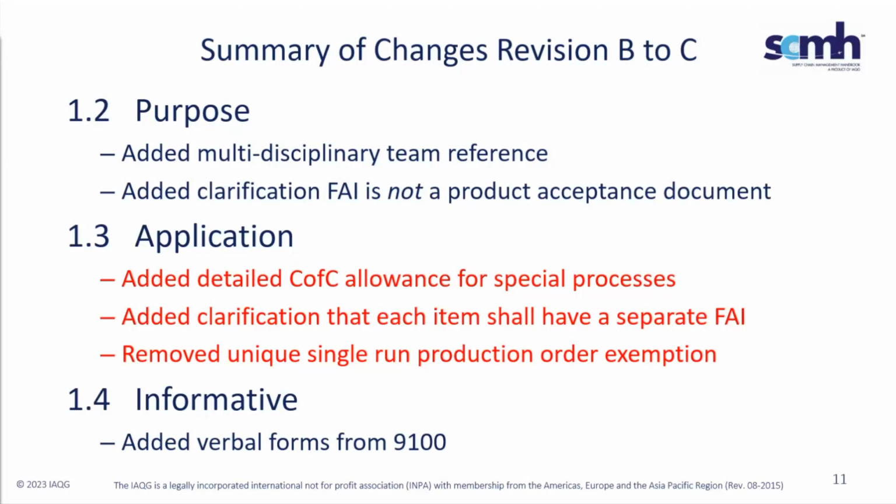We added clarification that each item shall have a separate first article. There were instances where suppliers were accounting for characteristics in the assembly and all of the detailed parts in one FAI. We removed the unique single run production order exemption.